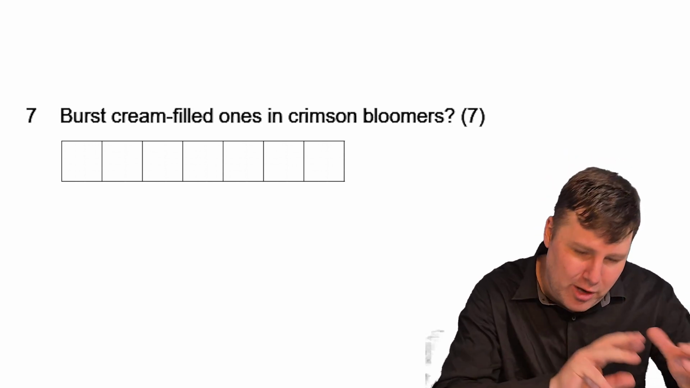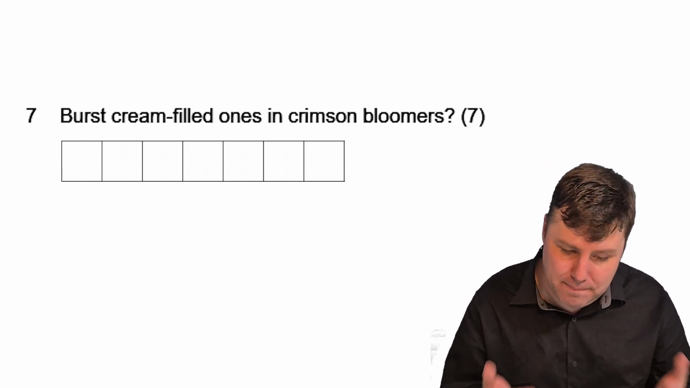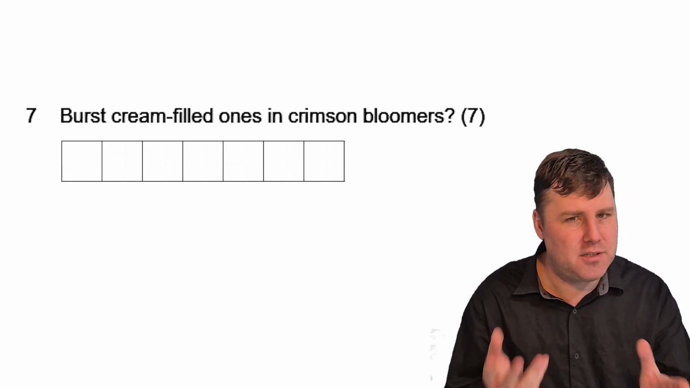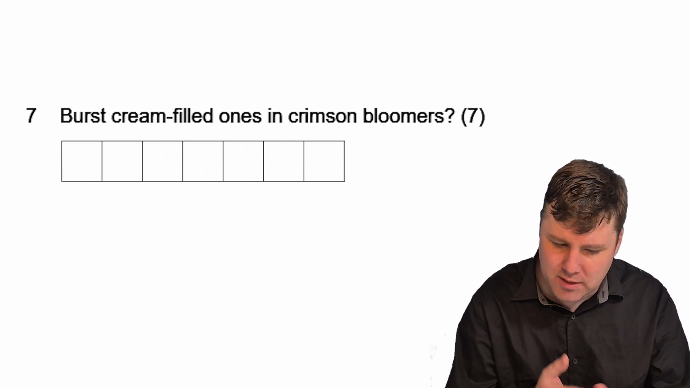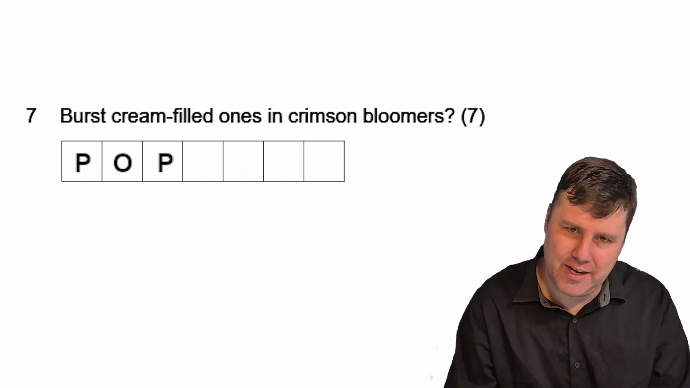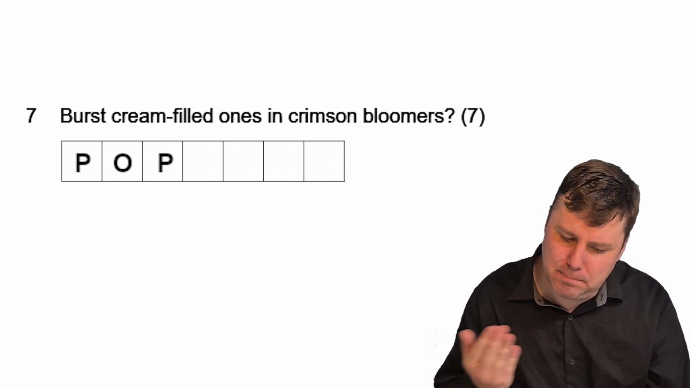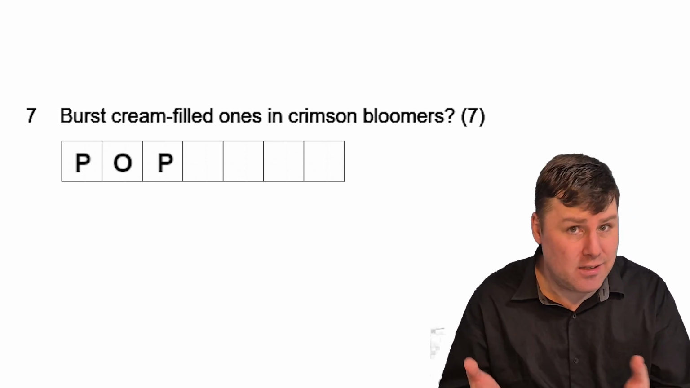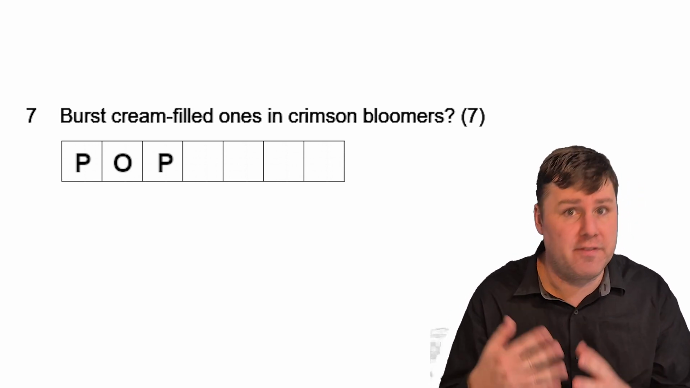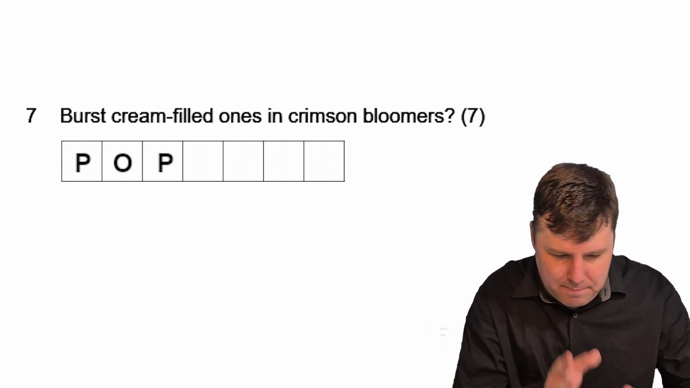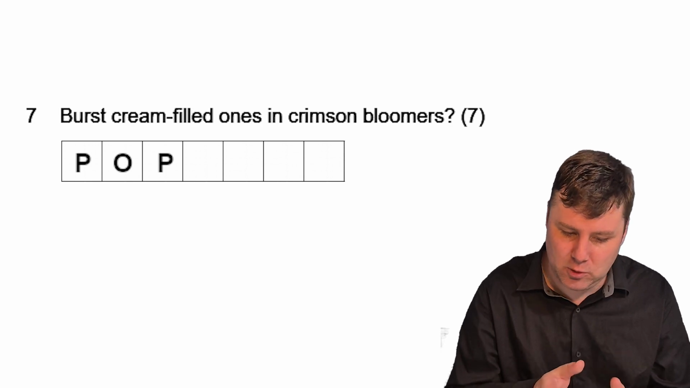You must go and reread the clue again and think of different synonyms or meanings of the words that could apply. So burst, another word for burst is pop. So we might start off with pop here as part of our 7-letter answer. And jumping to the end again, crimson bloomers could mean red underpants, but bloomers also could refer to blooms, to flowers, to blossoms. So jumping back now to the middle section, which we haven't solved yet, cream-filled ones.